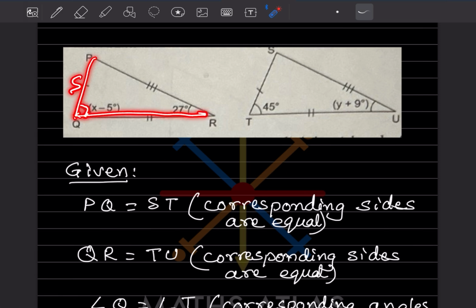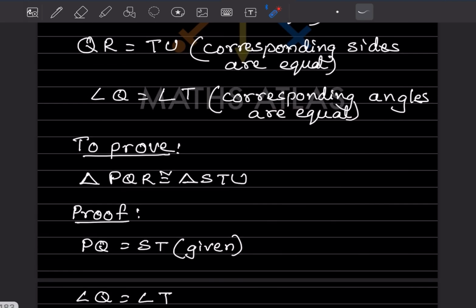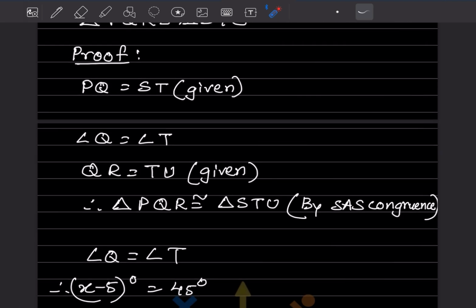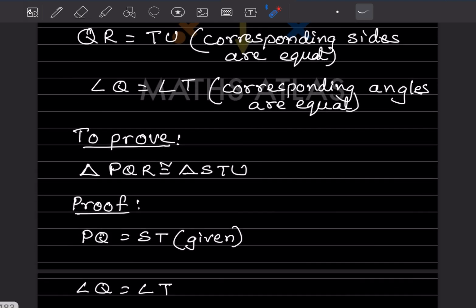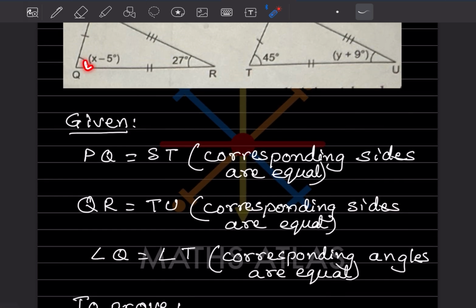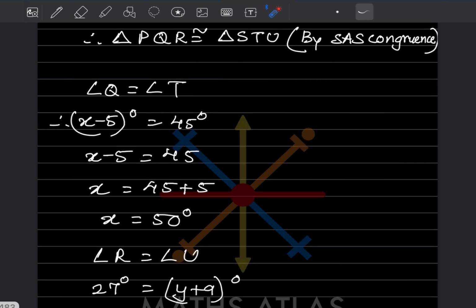So we can say SAS congruence. Now we can see here angle Q. They have said to find the value of X and Y. So angle Q is equal to angle T. So what we can take, X minus 5 is equal to 45. So we can solve this first. Angle Q means X minus 5 is equal to 45. When you solve this, X will be 45, and this you take on the side, that is going to be plus 5. So X will be 50 degrees.